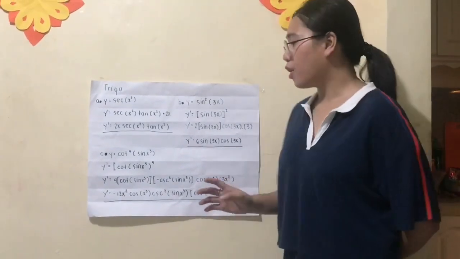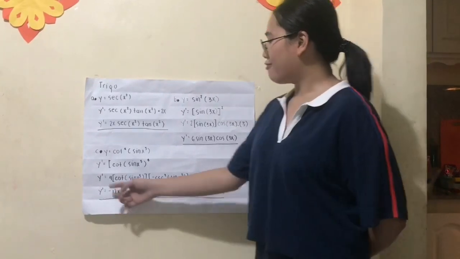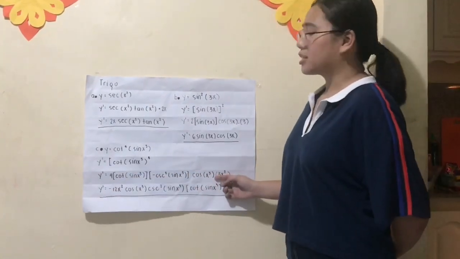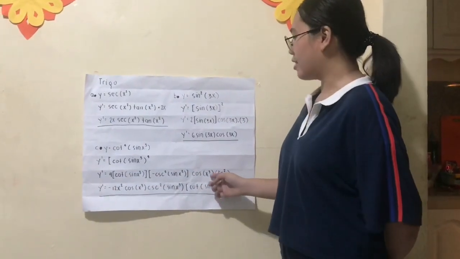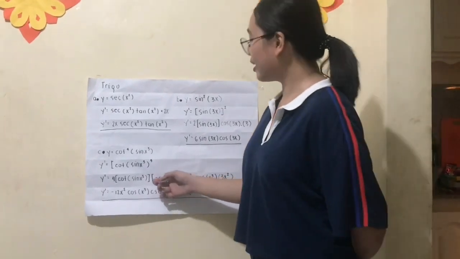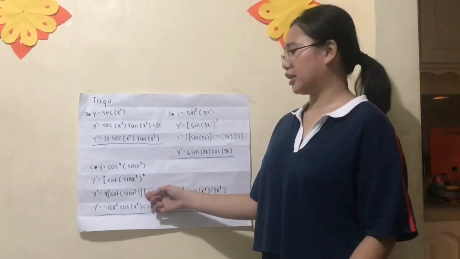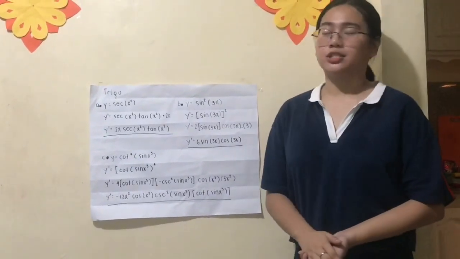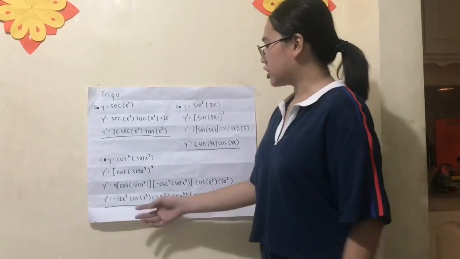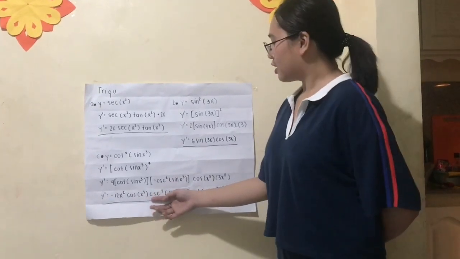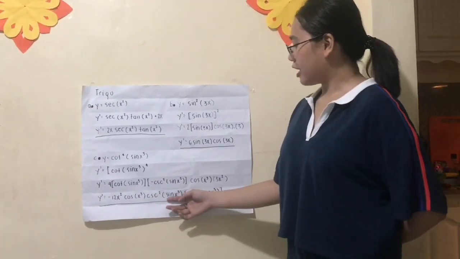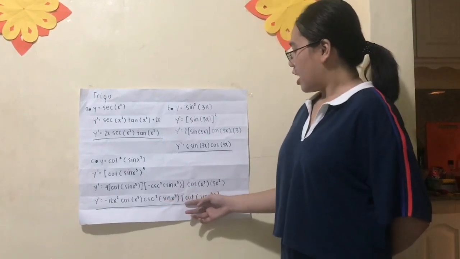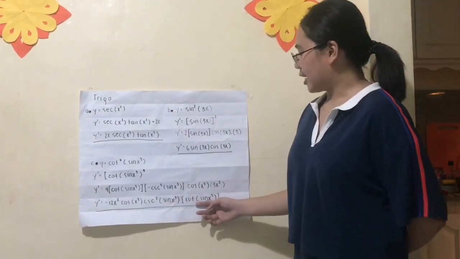After doing so, we're going to multiply 4 and 3x raised to the power of 2, and also beware of this negative sign or operation. And that would give us the answer, y prime is equal to negative 12x squared cosine quantity of x cubed cosecant squared quantity of sine x cubed cotangent quantity of sine x cubed.